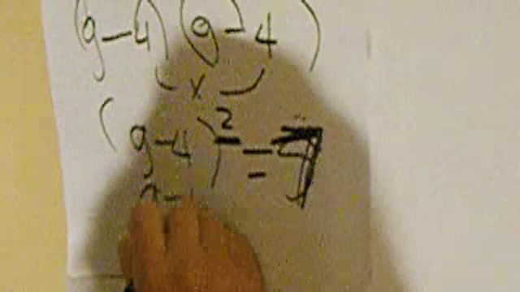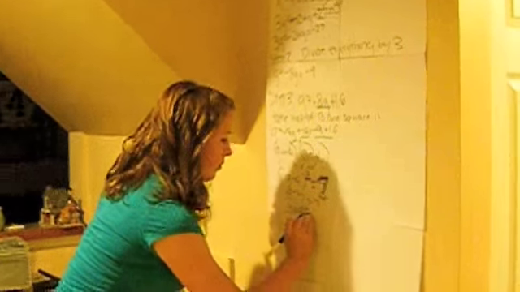Alrighty. Okay, so since this is squared, we want to use inverse operation. So g minus 4 equals the square root of 7. If you do not have a calculator on you, you do 4 plus or minus the square root of 7.